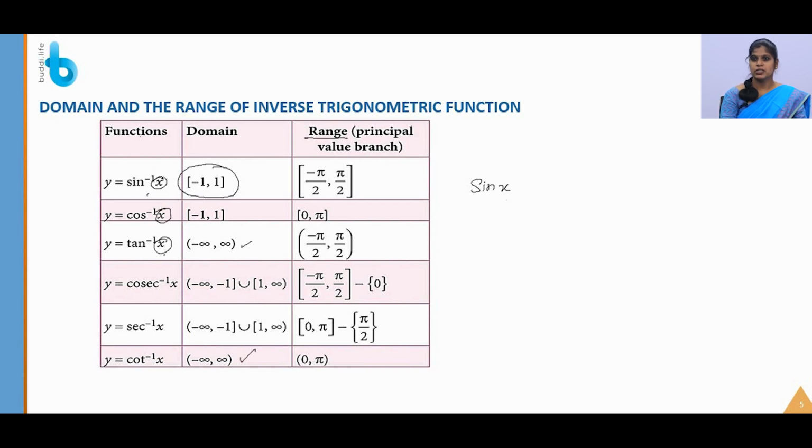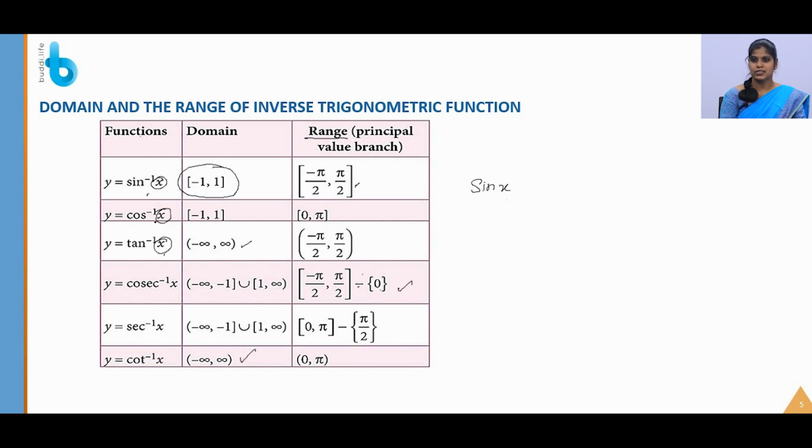Okay. See, for sine function, the range is minus pi by 2 comma pi by 2. And what is the inverse of sine function? It is cosecant. So for cosecant inverse also, the same range, minus pi by 2 comma pi by 2, except 0, because sine theta is 0 there. Since for cosecant, sine will be in the denominator, I don't want my denominator to be 0. So the range is minus pi by 2 comma pi by 2 except 0.